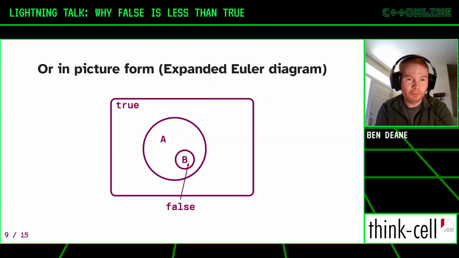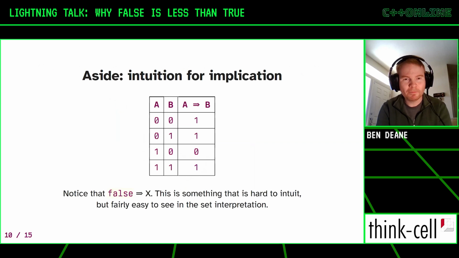And in this form, true would be everything, right? And false would be a point, the empty set. So false is less than everything, and true is greater than everything. And this is quite a pleasing interpretation. And it has a natural extension to an intuition for Boolean implication.